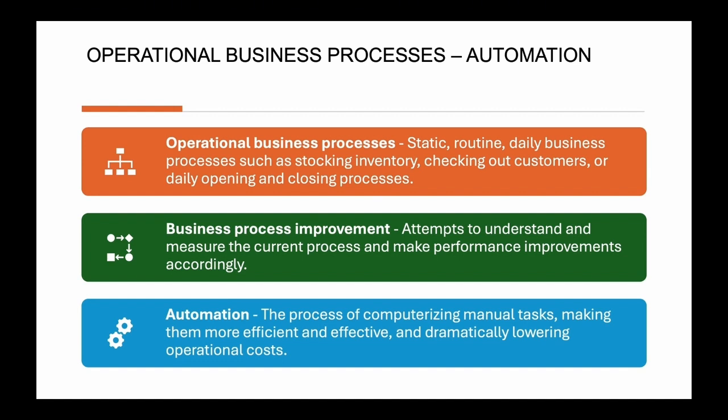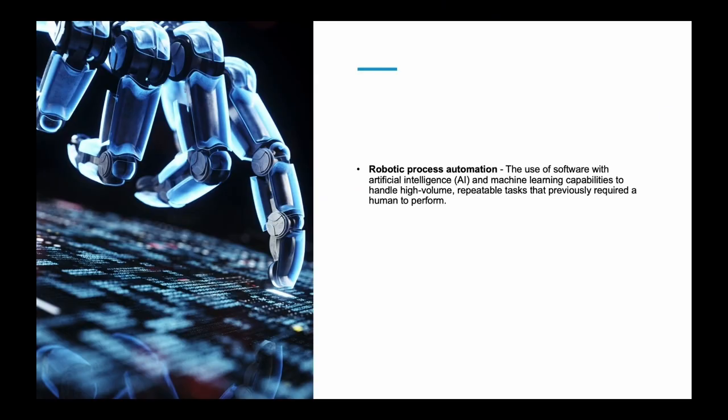Automation process of computerizing manual tasks making them more efficient and effective and dramatically lowering operational cost. Automation بتحولوا أي إشي مثلا paper based أو هيك إشي لا يكون computerized. في هلا robotic process automation use of software with AI and machine learning capabilities to handle high volume repeatable tasks that previously required a human to perform.